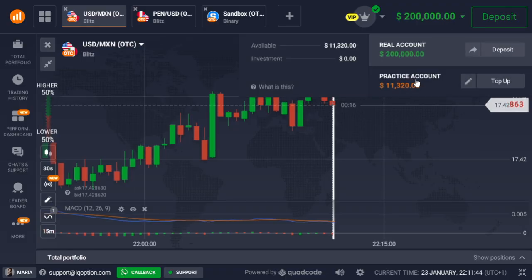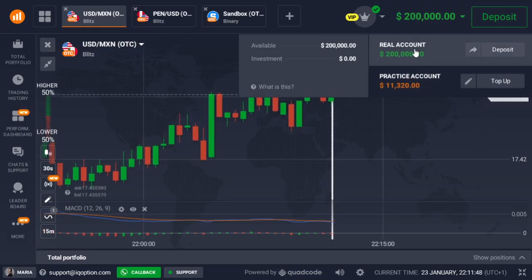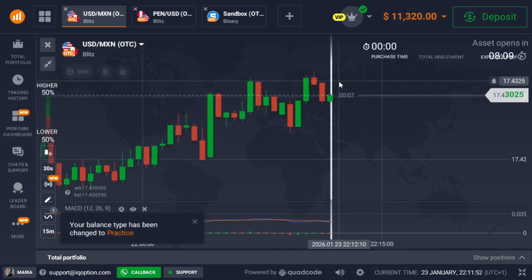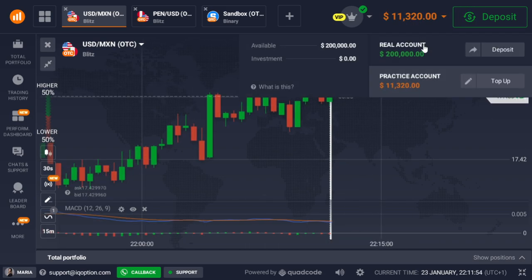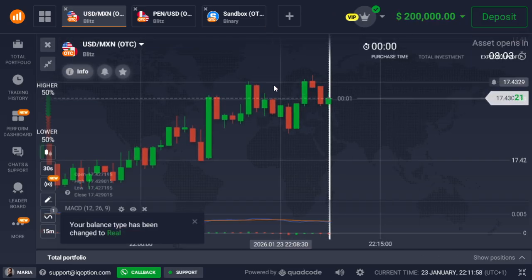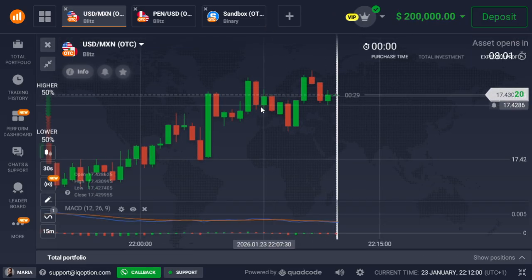And this spot right here, practice account, is your demo account. This spot right here is your real account, so we can switch it to demo. You can see, let's come to your demo and then switch back to real account, so you can see right there.